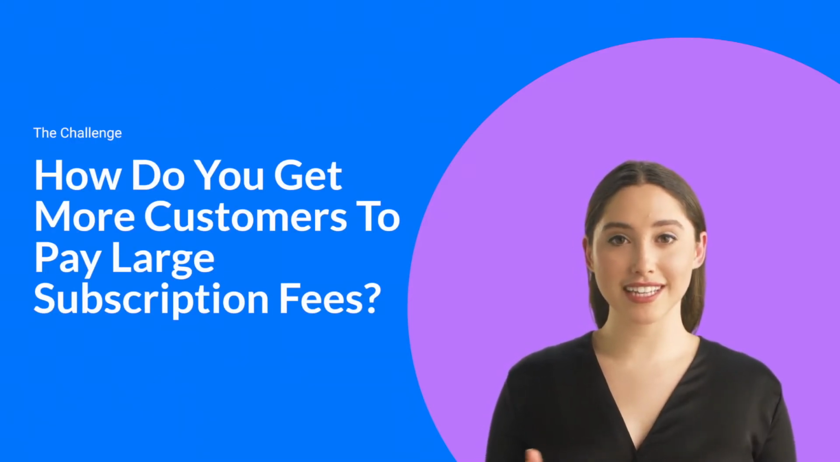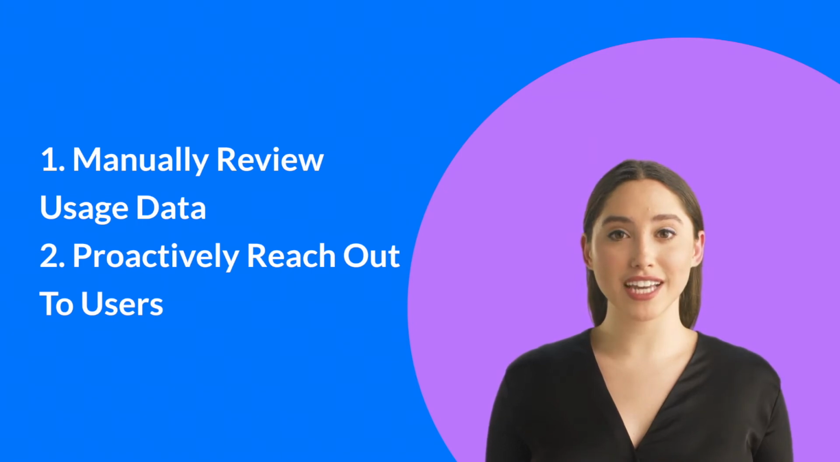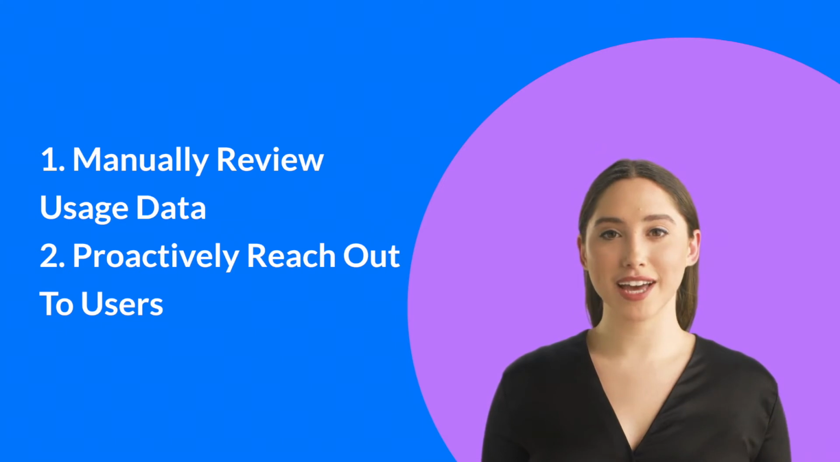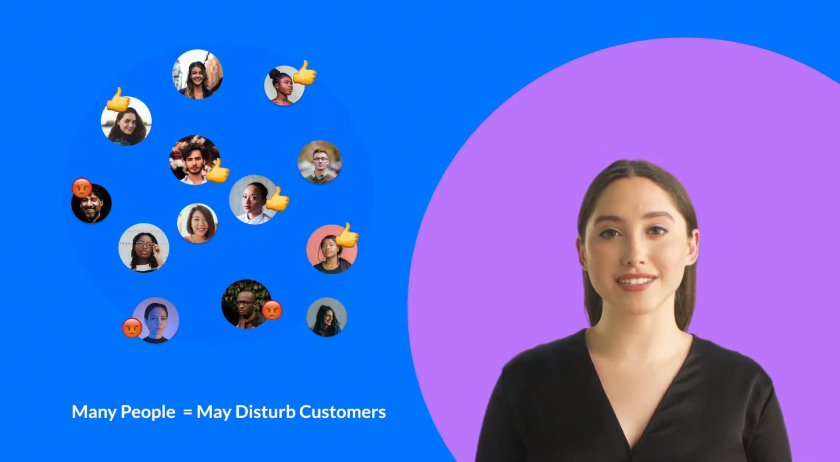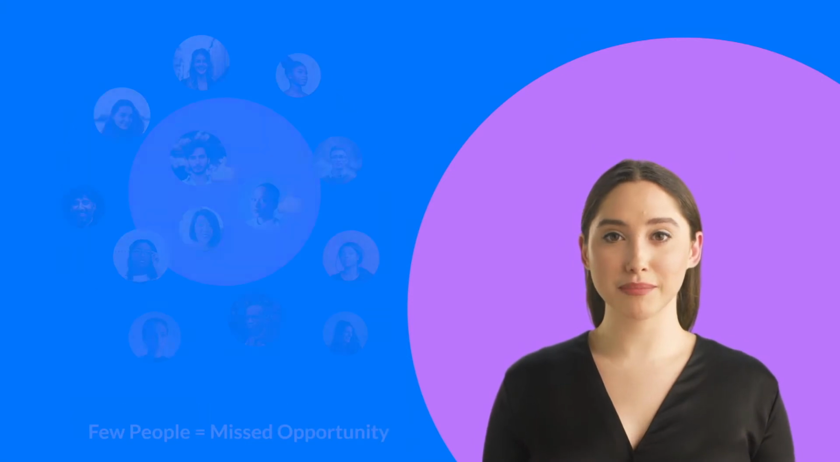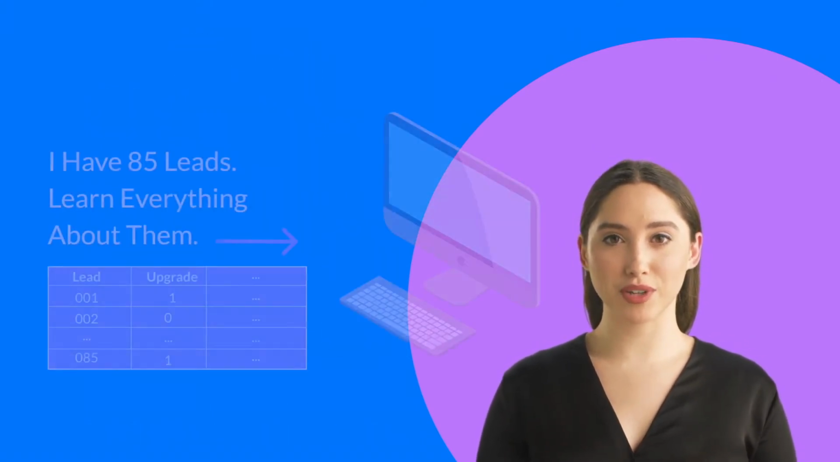The challenge is, how do you get more customers to pay large subscription fees? Traditionally, you've done it by eyeballing some usage data or by proactively reaching out to users that could potentially use premium features. You are frustrated because it's always a pain to identify which customers to reach out to. You end up reaching out to many customers, thus annoying some, or to few customers, potentially missing customers that could have been upsold. This is where predictive lead scoring outperforms manual scoring.